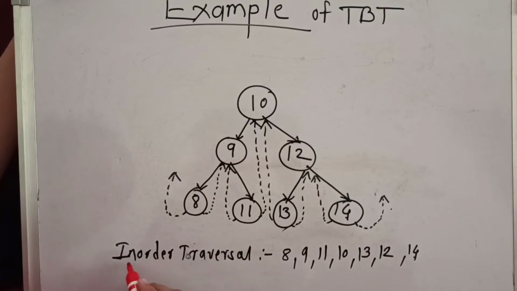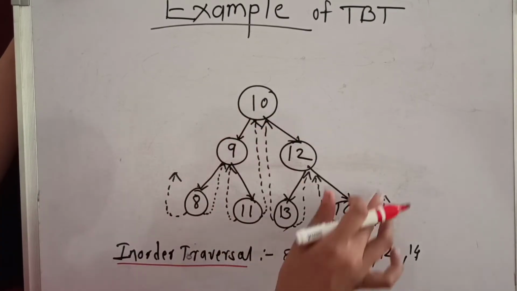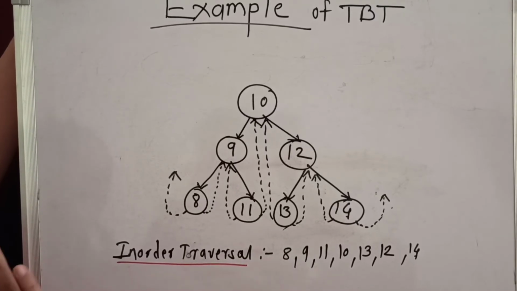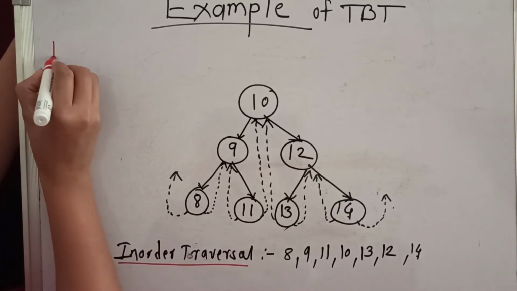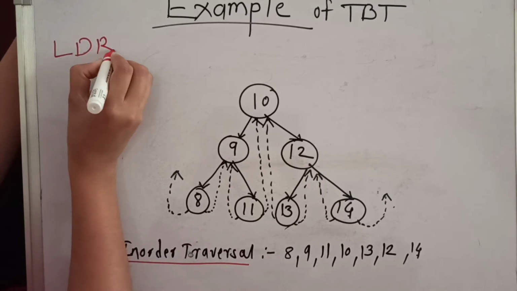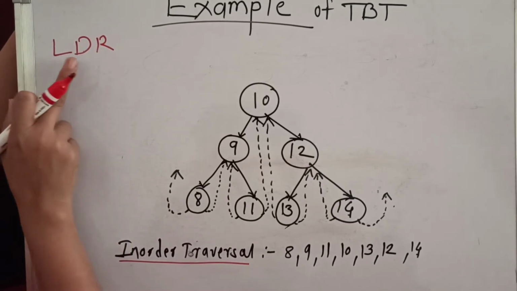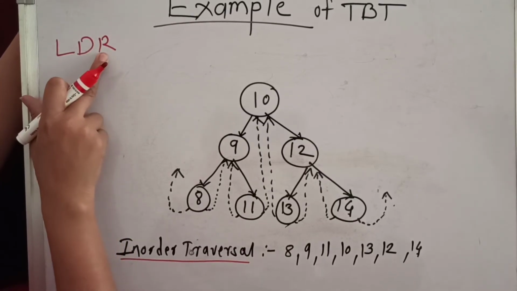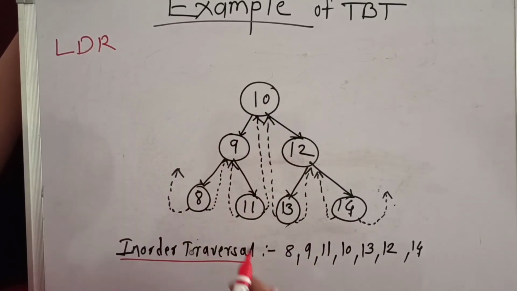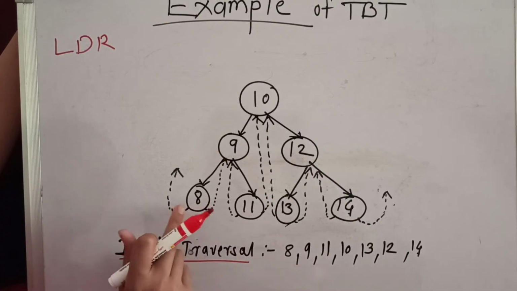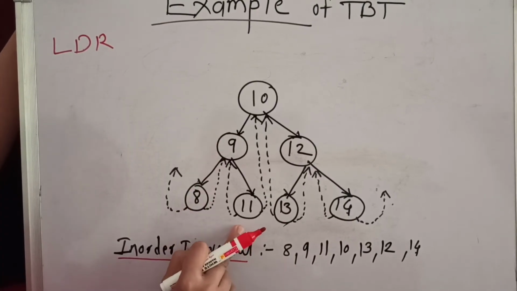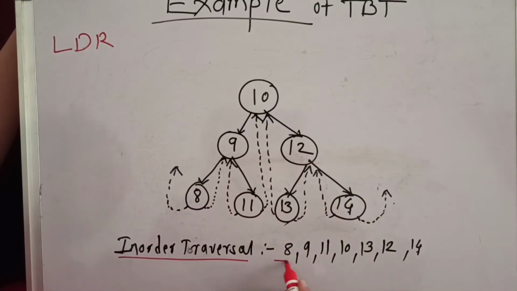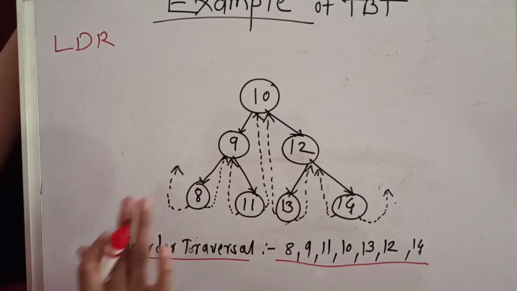I have taken the in order traversal of this binary tree. You know that in order traversal is the LDR technique. That is, we have to visit the left side first, then the main data, that means the root node, and then go to the right side. If you take the in order traversal of this tree, it will come like 8, 9, 11, then 10, then 13, 12 and 14. So this is the in order traversal of this binary tree.